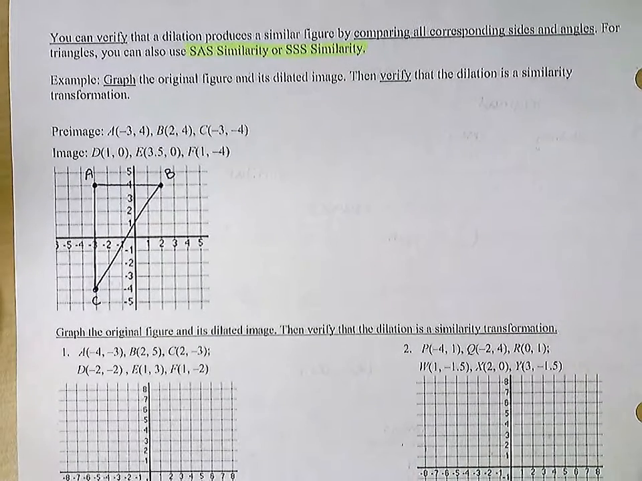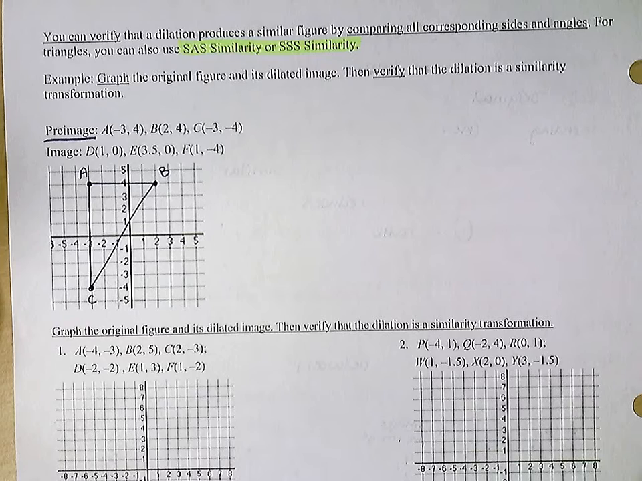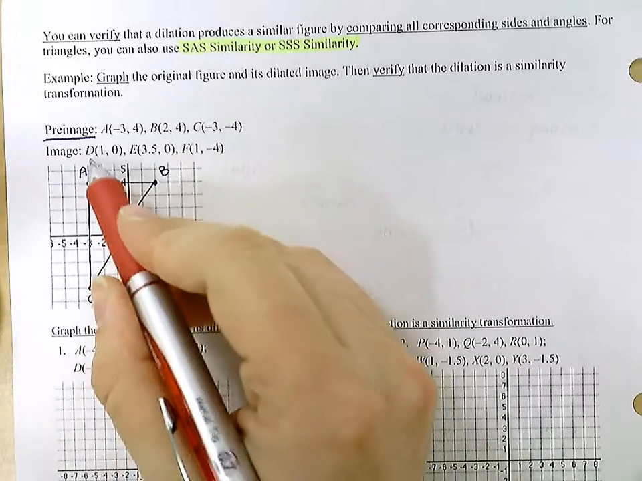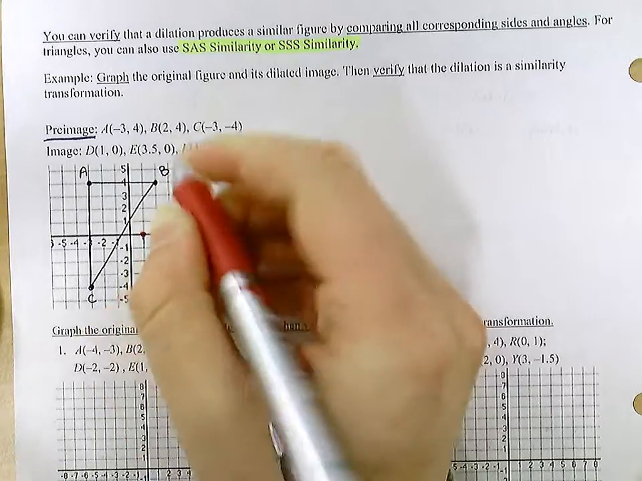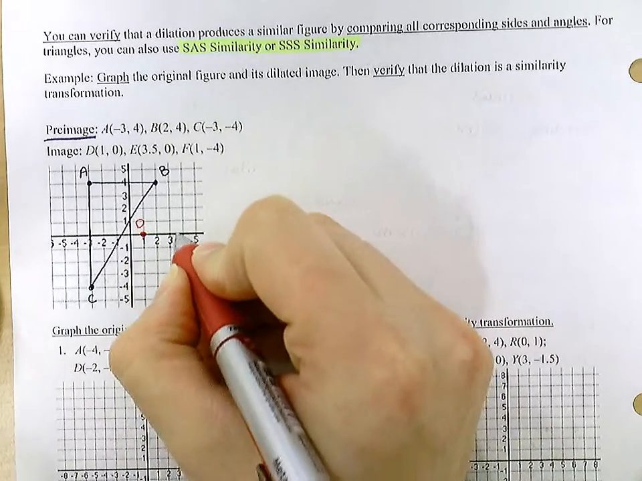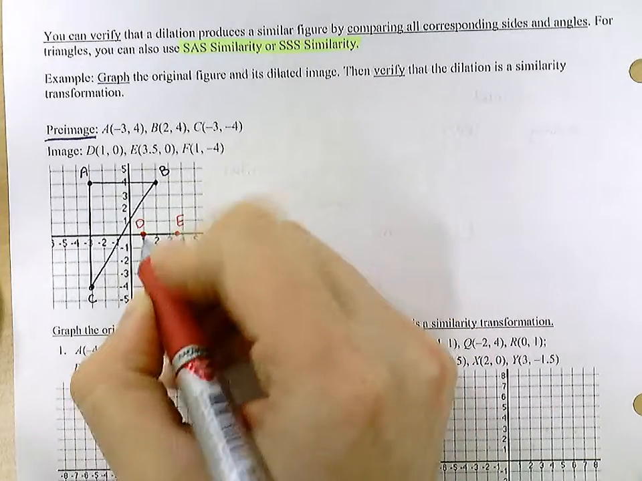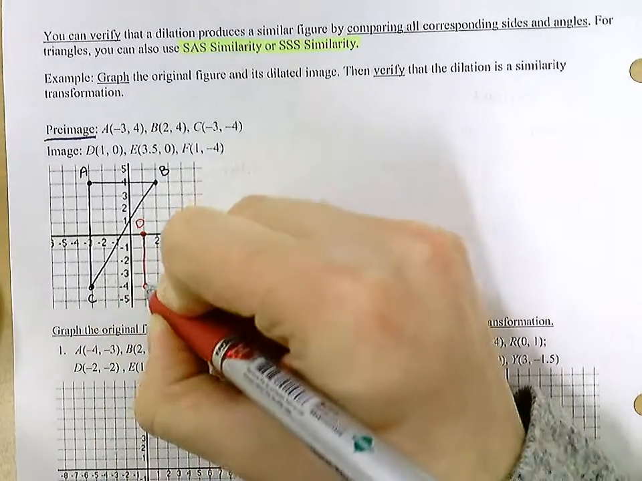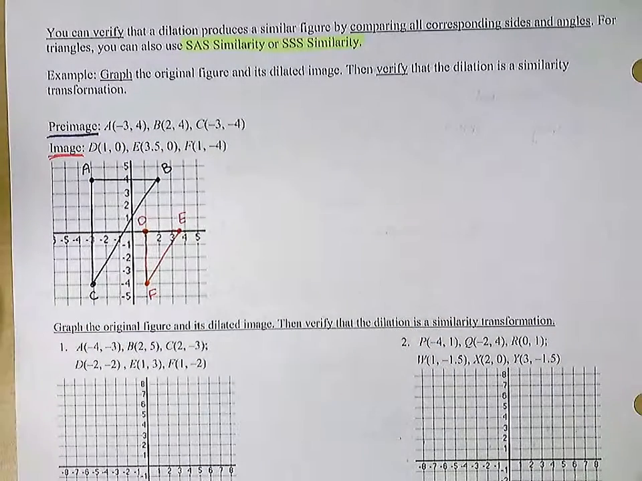Okay, so that is my pre-image right there. Then I want to plot the points for the image. The image is at point D, which is (1, 0). Point E is at (3.5, 0). And F is at (1, -4). Okay, so that is my image.